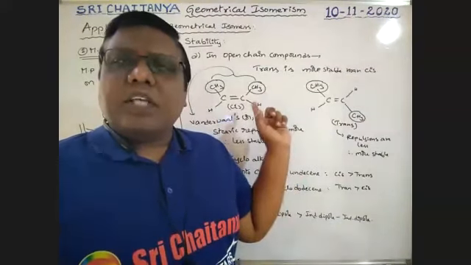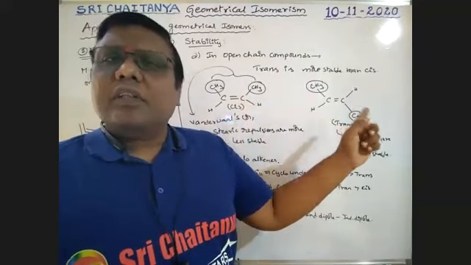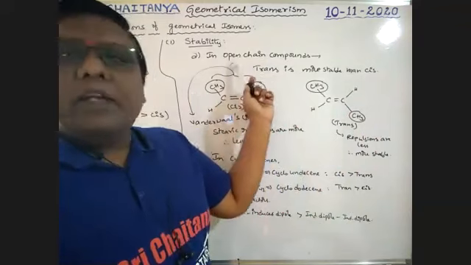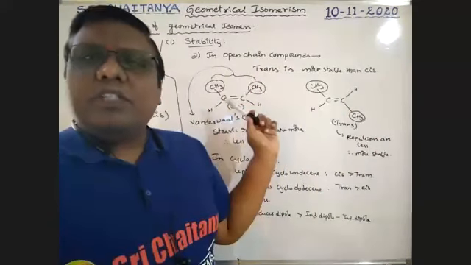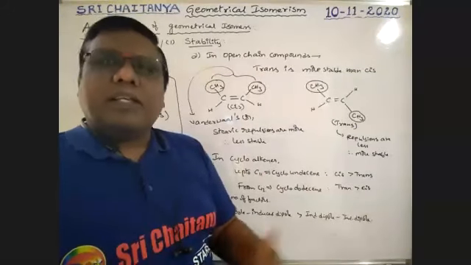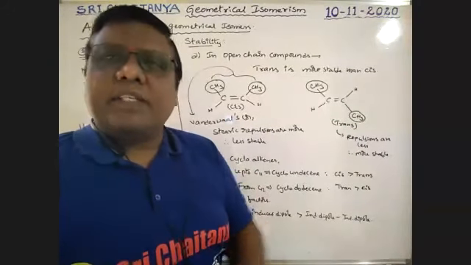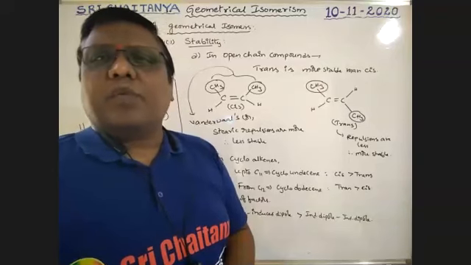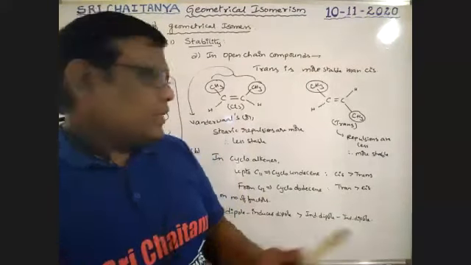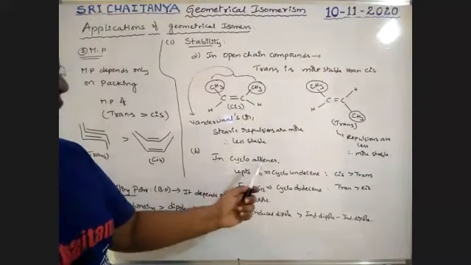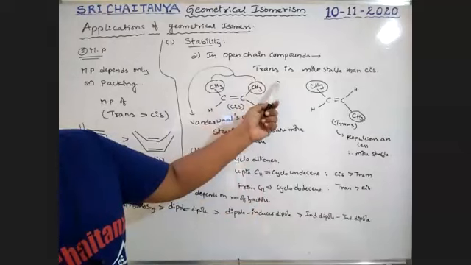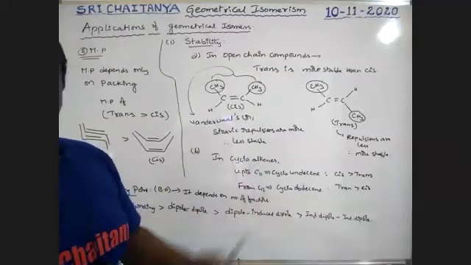Therefore, in open chain compounds, cis compounds are less stable than trans compounds. That is, trans is more stable than cis compound because of steric repulsions. But in case of cycloalkenes, that means the cyclic compounds, it is not open chain compounds, boys. Open chain alkenes are different; this is for cycloalkenes.